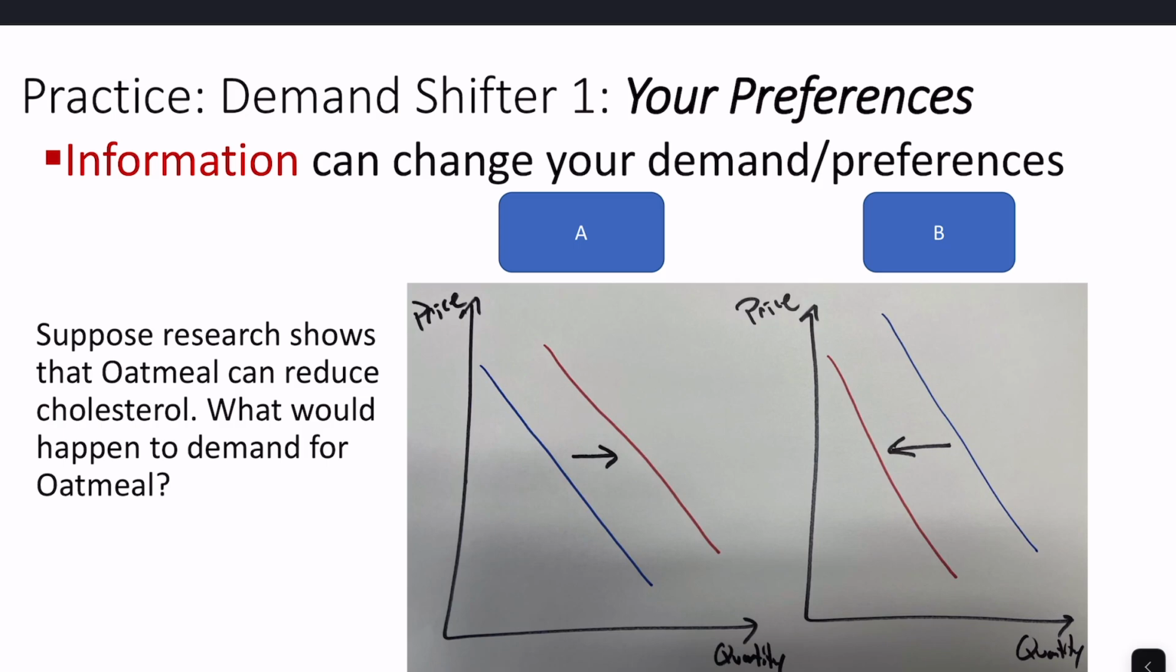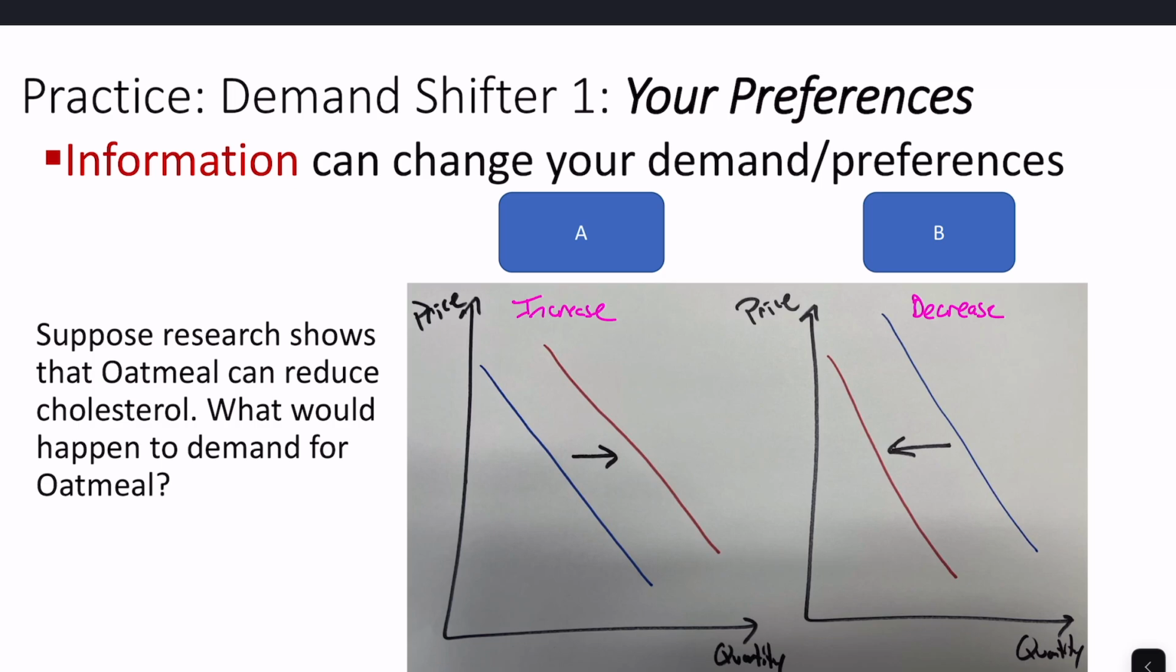Okay. Well, first thing, let's label these graphs. Graph A, we're going to have a shift to the right of demand, and so that will be an increase in demand in this graph. And for B, we'd have a decrease in demand in this graph, a shift to the left.